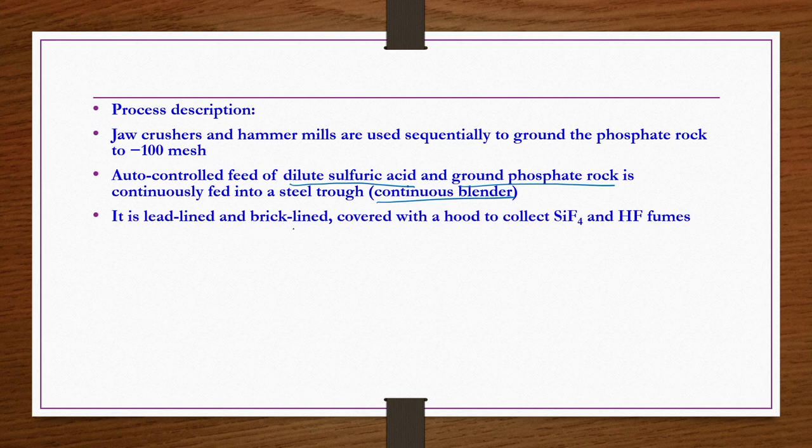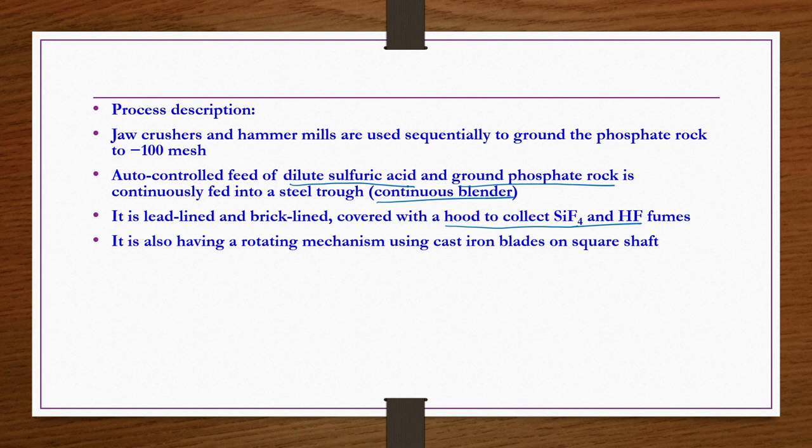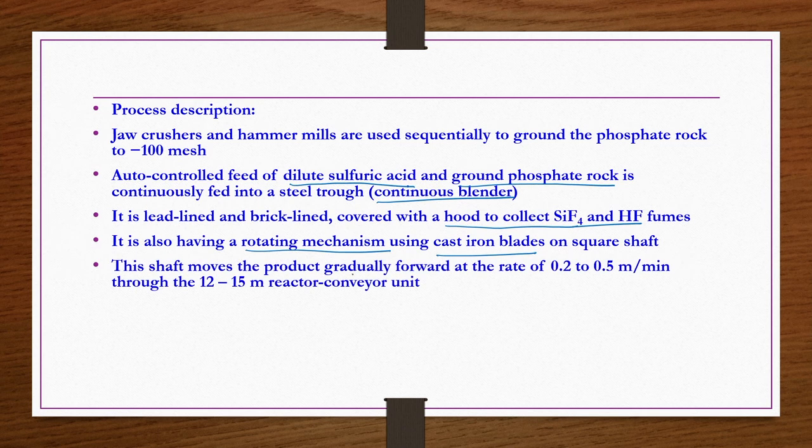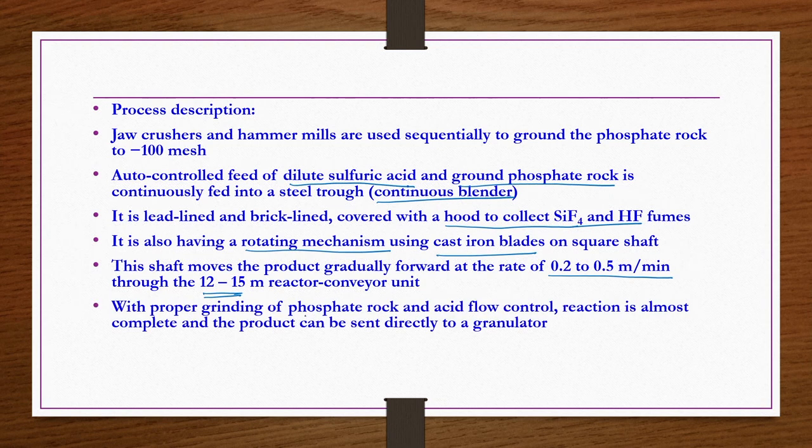It is lead lined and brick lined, covered with a hood to collect SiF4 and HF fumes along with the CO2. It also has a rotating mechanism using a cast iron blade on a square shaft. This shaft moves the product gradually forward at the rate of 0.2 to 0.5 meters per minute through the 12 to 15 meter reactor conveyor unit. With proper grinding of phosphate rock and acid flow, the reaction is almost complete in this continuous blender itself, and then the product can be sent directly to a granulator.